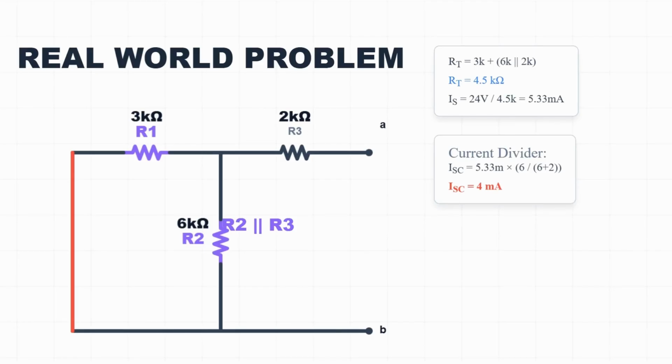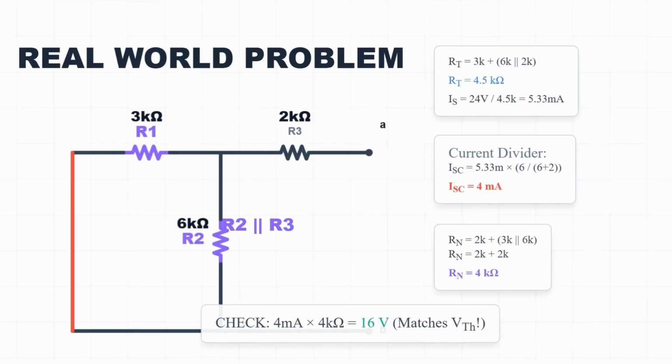We see R3 in series with the parallel combo of R1 and R2. R1 parallel R2 equals 3K multiplied by 6K divided by 9K equals 2K. Add R3, which is 2K. R Norton equals 2K plus 2K equals 4 kilo ohms. So R Norton equals 4 kilo ohms. Final circuit, 4 milliamp source pointing up, in parallel with a 4K resistor.